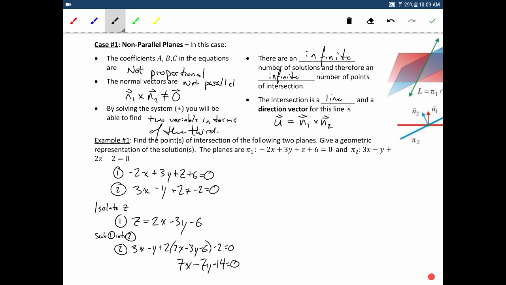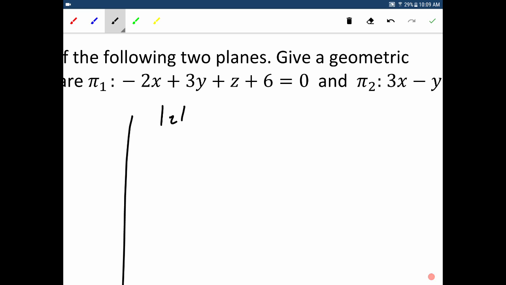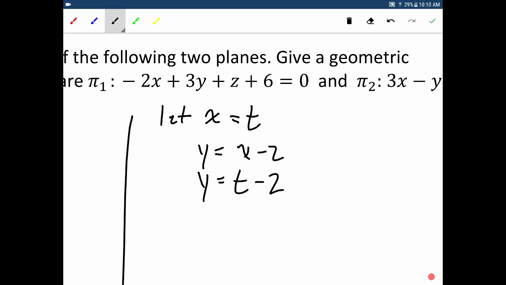Now, because we have an equation with two variables, we're going to say, let's let x equal t. Again, you wouldn't have to pick x to equal t. It would have made just as much sense to let y equal t, but I usually let x equal t. From the equation we just made, we got y equals x minus 2, which means that y now equals t minus 2.